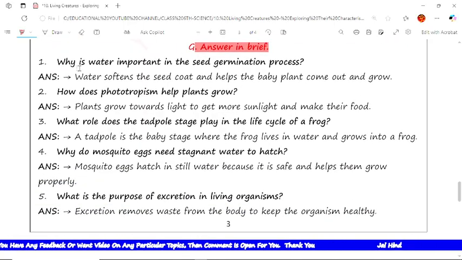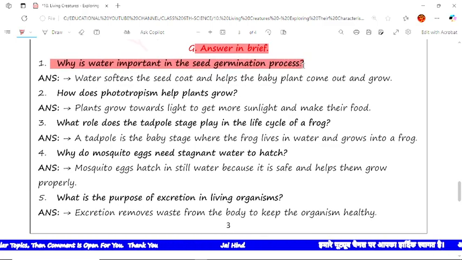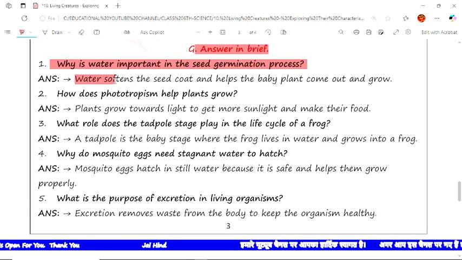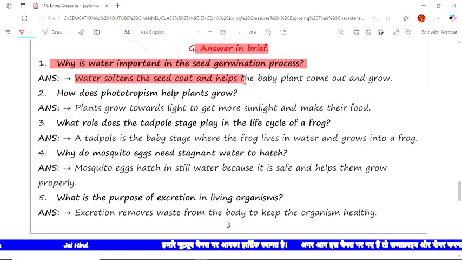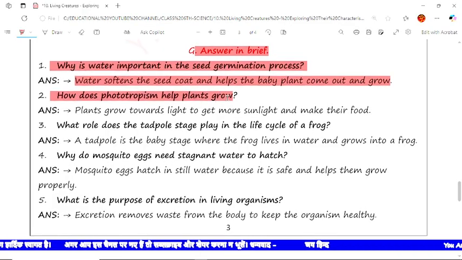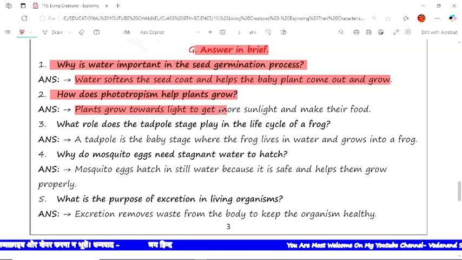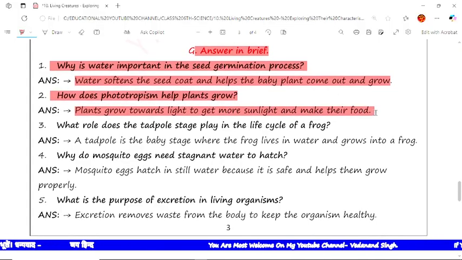The first question is why is water important in the seed germination process? The answer is water softens the seed coats and helps the baby plants come out and grow. The next question is how does phototropism help plants grow? The answer is plants grow towards light to get more sunlight and make their food.